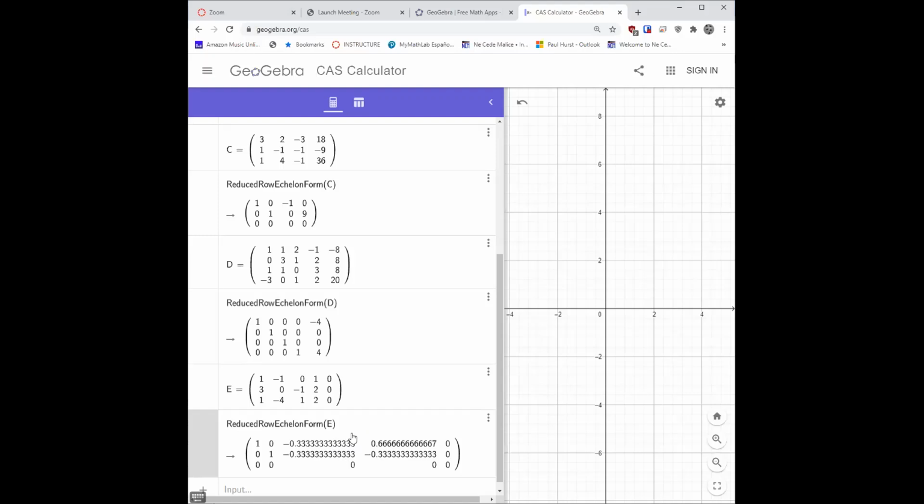So you have to figure out what the fractions are. And this one is not that hard because you know this is negative 1/3, this is 2/3, this is negative 1/3, this is also negative 1/3. So that's what those are. That's not so bad to do. But in other cases, it might not be so easy to figure out. If GeoGebra gives you something like this and you can't figure out what these numbers are, then you're going to have to just do it by hand. But that shouldn't happen that often.